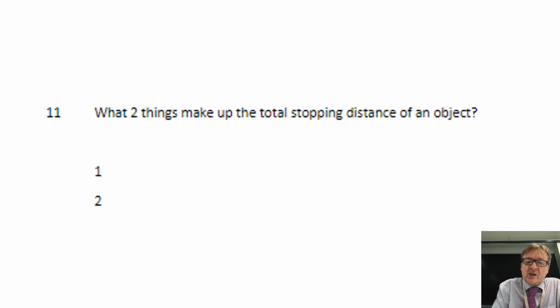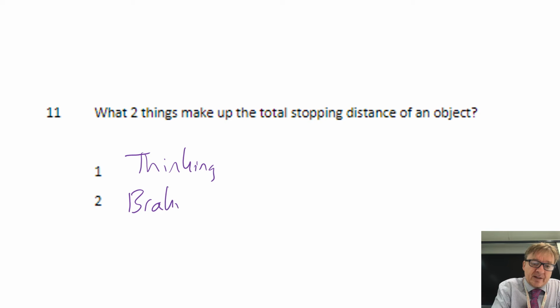Question number 11. The two things that make up the total stopping distance of an object are thinking distance and braking distance. So if I'm driving along the road, imagine you see somebody step out, you put your foot on the brake and you stop, right? And you forget about the thinking part, right? Because if I'm driving along at 30 miles an hour, it might be quite a few metres while my brain is computing that I then need to actually put my foot on the brake, okay? Then I put my foot on the brake. So the total stopping distance is a combination, the thinking and the braking distance added together.